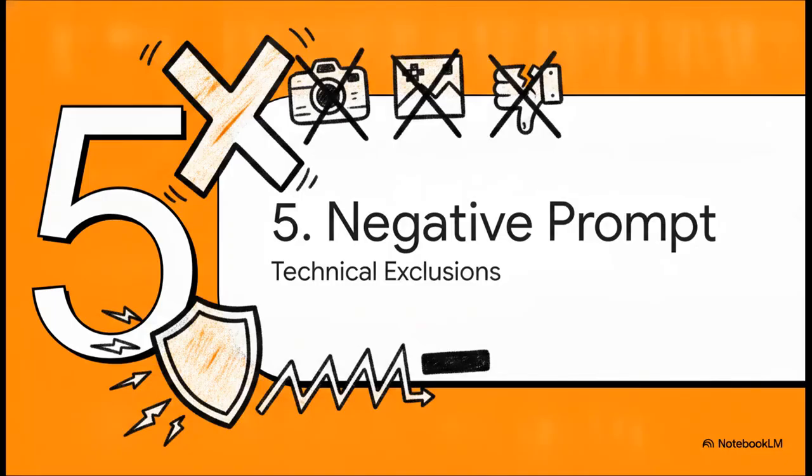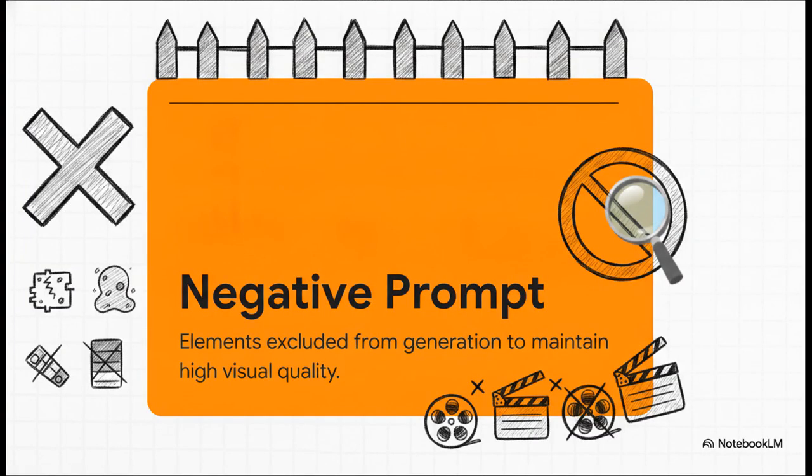Finally, let's look at Section 5, the negative prompt. So according to our source material, a negative prompt acts as a super strict set of boundaries. It defines the elements, errors, or stylistic choices that must be explicitly excluded from the generation. Basically, if the first half of our text was about telling the engine exactly what to create, the negative prompt is all about telling the engine what not to do. And let me tell you, this is an absolutely crucial step for achieving that pristine Hollywood-level cinematography.